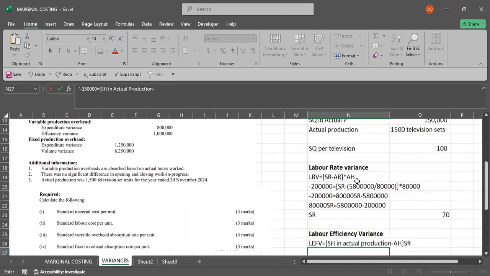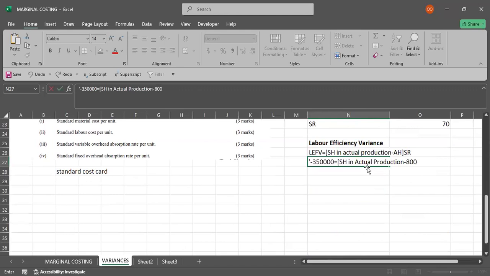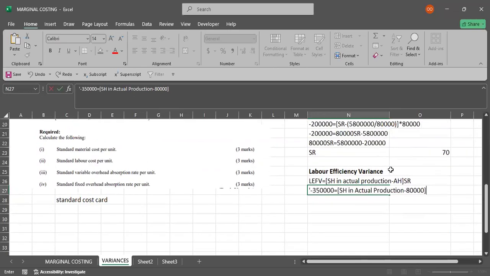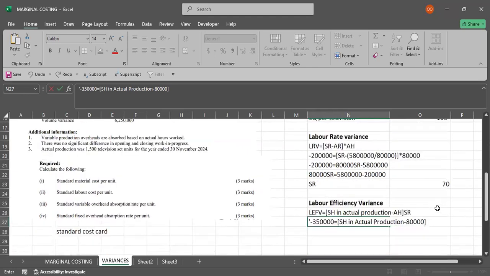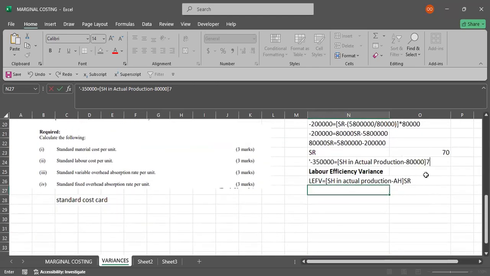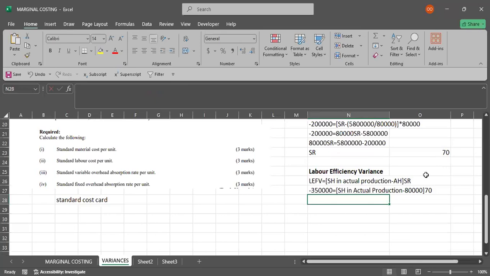So let's get actual hours. Actual hours is equal to 80,000. Then we divide by the standard rate. And what was the standard rate? I mean actual rate. See, standard rate, we have our standard rate already, is calculated up here. So let's use the standard rate of what? Of 70. That is the standard rate. So let's go ahead and thank you, it is 70. Let's go ahead and get these standard hours in actual production.